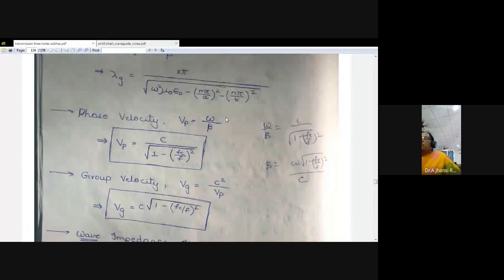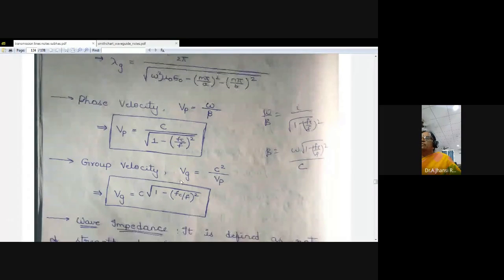Okay, now the group velocity Vg equal to c square by Vp, and we have derived already Vg into Vp equal to c square. Vg into Vp equal to c square. Now Vg equal to c into square root of 1 minus (fc by f) whole square.